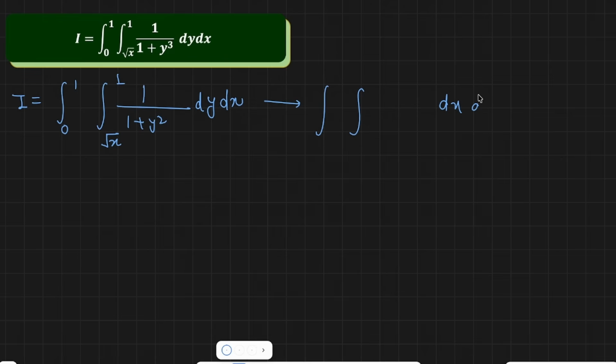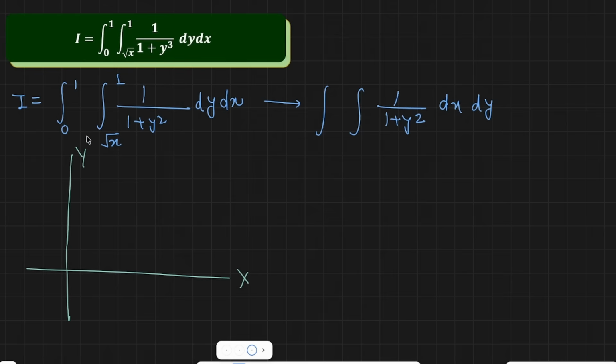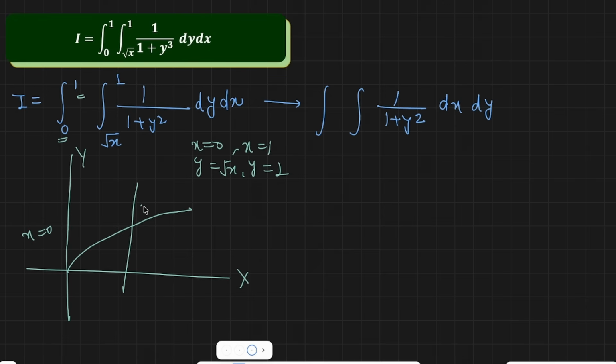I will write dx dy. The integrand will be the same, nothing will change here. The limits will change. How will the limits change? See, this is my x axis, and this is y axis. So what is your x here? X is equals to 0 to x is equals to 1. Y is equals to square root of x to y is equals to 1. Okay, what is the square root of x? This is your square root of x. This is your x is equals to 0. Okay, this is x is equals to 1, and this is y is equals to 1.